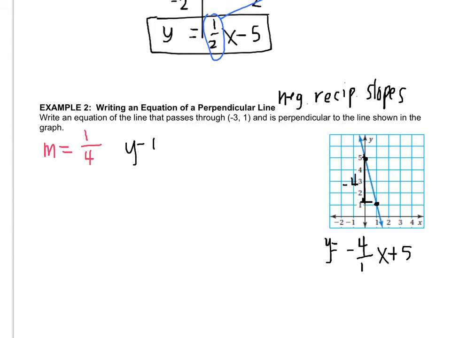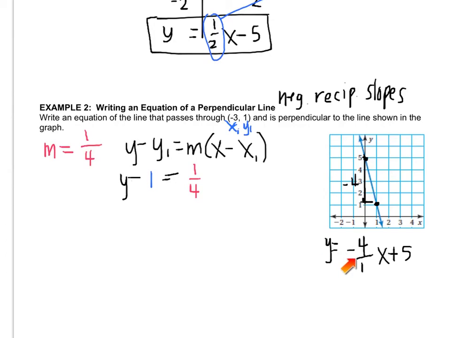So I'll write the formula first. Y minus y1 equals m times x minus x1. Now I plug in what I have. And remember, -3 is representing x1, and 1 is representing y1. So y minus, y1 is 1, oh, no, it's not +3. It's y minus 1. Sorry. Equals, the slope is 1/4 because it's the negative reciprocal of -4/1.